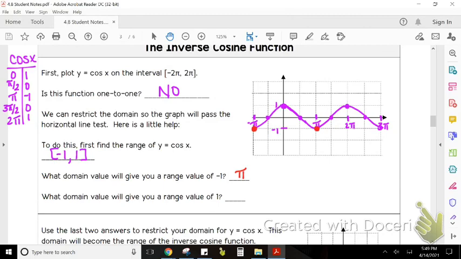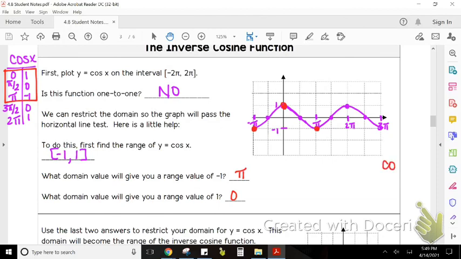Now, give us the range value closest to 0. That's going to give me the x value closest to 0, which gives me the range value of positive 1, excuse me, and that's up here. So that was when x is 0. This is going to tell us which x values we're going to look at to be able to find our inverse cosine table. So we're going to look from where x is 0 to where x is pi. So there's where we're going to restrict our domain.